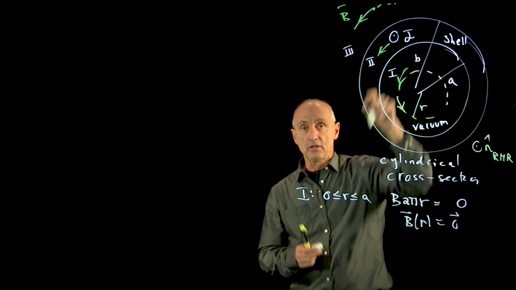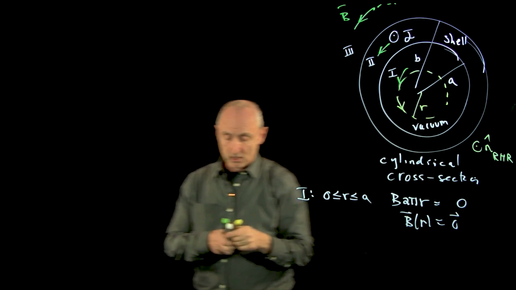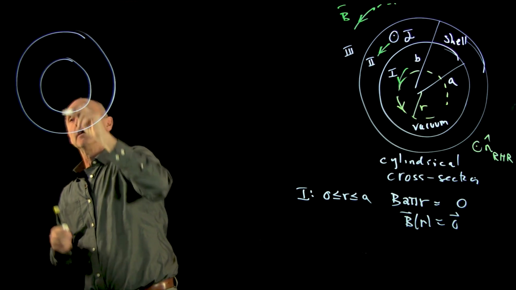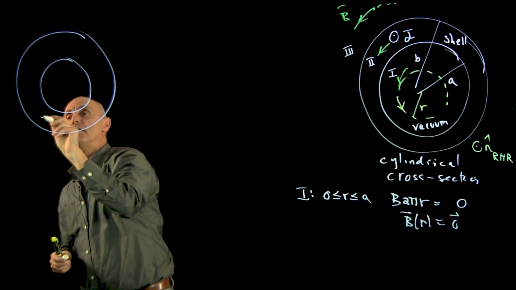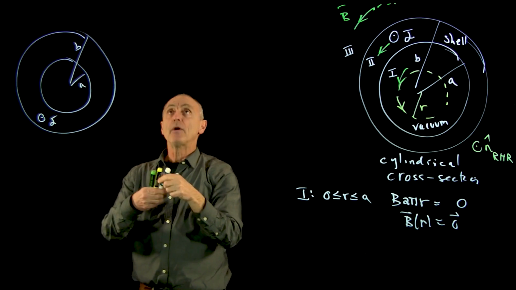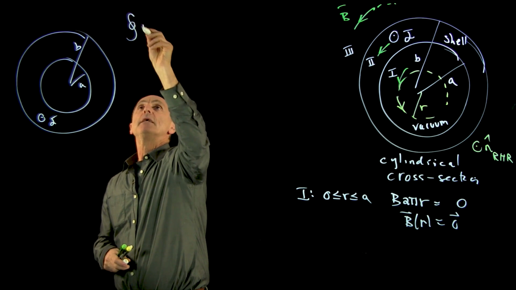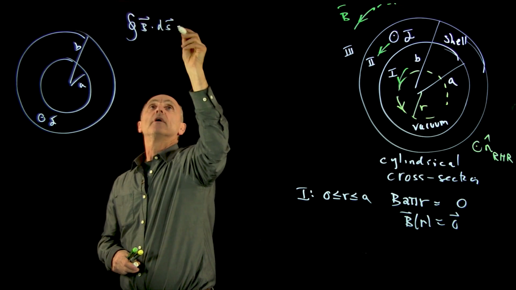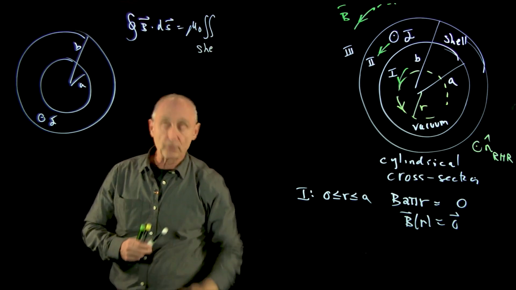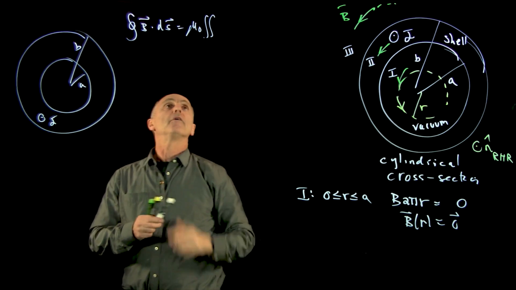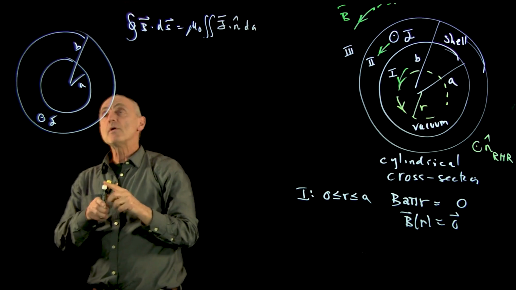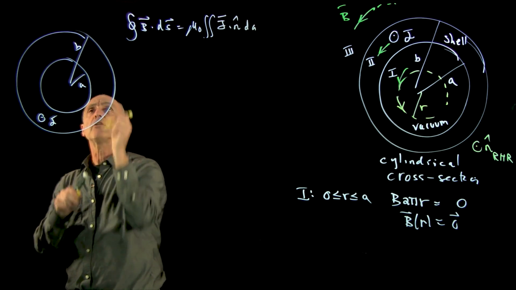Now, it's in the shell that things are a little tricky. So let's draw a blow-up of that shell. We'll make it big. And now J in the shell is coming out. This is radius a. This is radius b. And now I need to apply Ampere's law. The integral of B dot ds equals the integral through our Amperian loop of J dot n hat dA. So now I'm going to do what I did before for the solid wire.